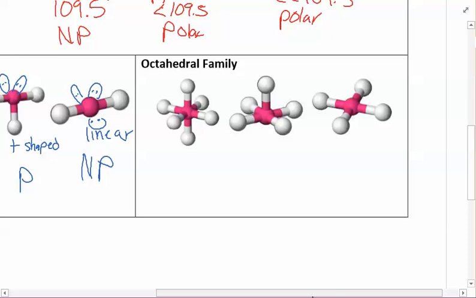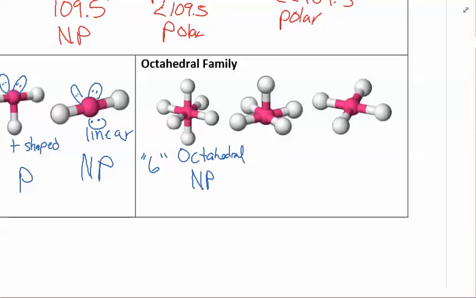And then last but not least, we have the octahedral. So now we have 6 areas, 6 bond areas. The last one had 5. So again, the first one is octahedral, which is nonpolar. We're following the same pattern.